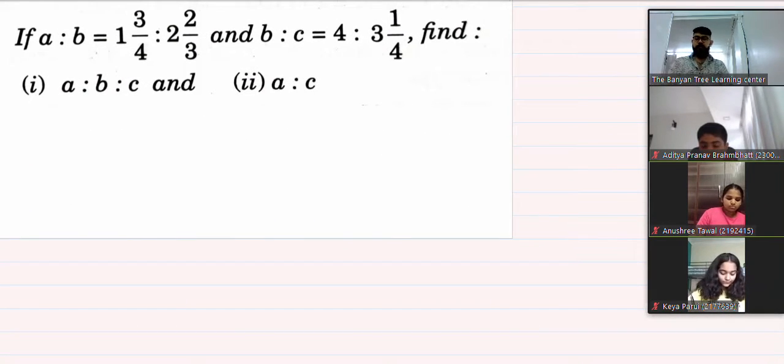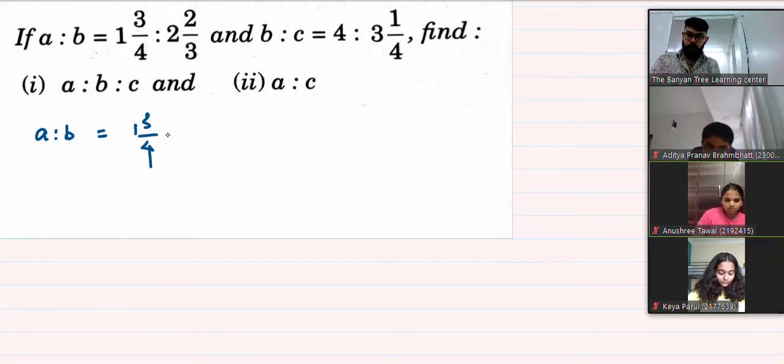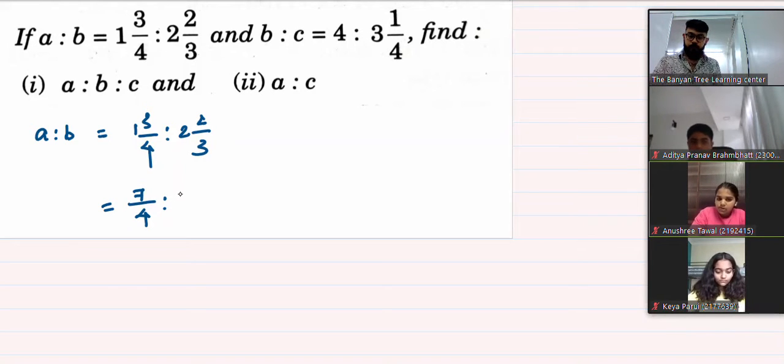If A is to B is given and B is to C is given, find A is to B is to C and A is to C. First, what is A is to B? It is 1 3 by 4 is to 2 2 by 3. Let's simplify this. 4 1s are 4 plus 3, 7 by 4. 2 3s are 6 plus 2, 8 by 3.